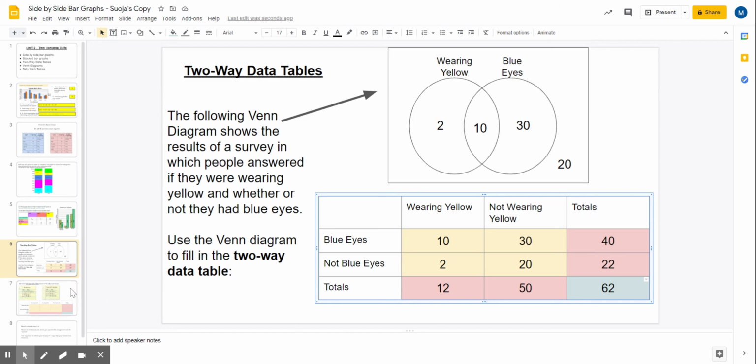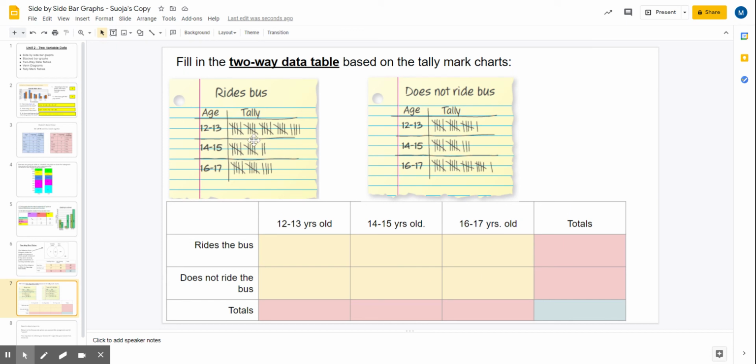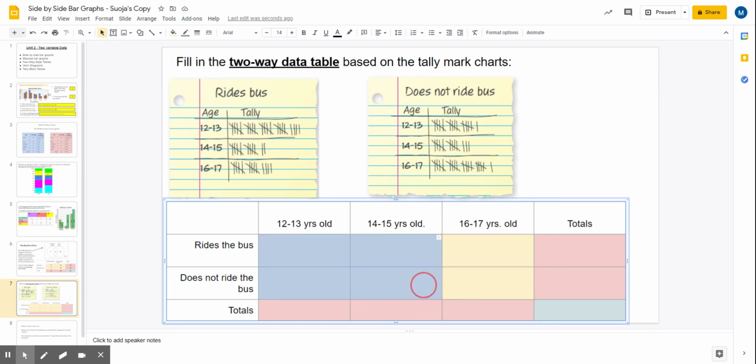Okay, and last screen, this one's easier, but these are some tally mark charts, and we're just going to fill in our two-way data chart from here. Okay, let's see. I'm going to make this all be in the center. I don't know if you guys want to do that.